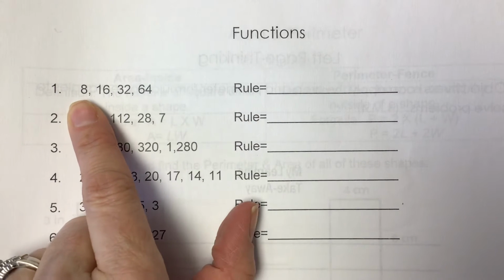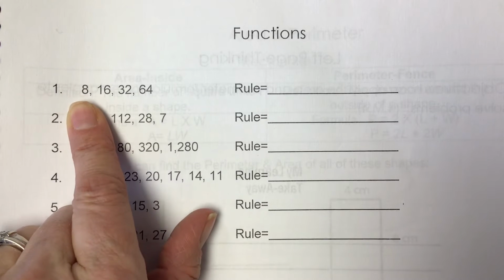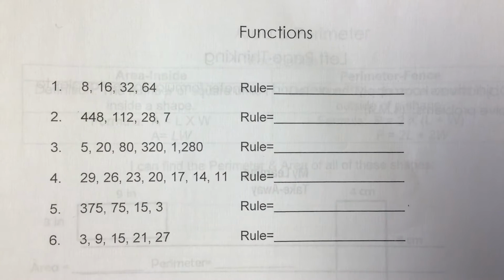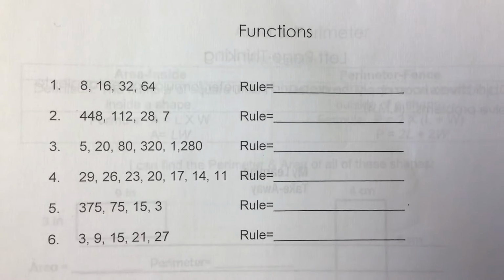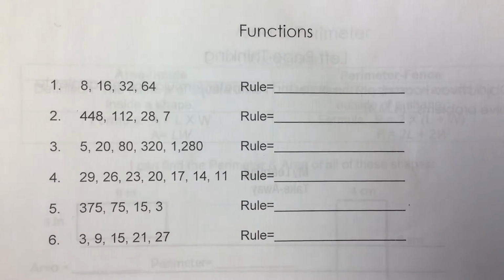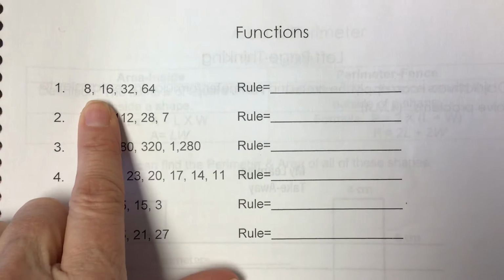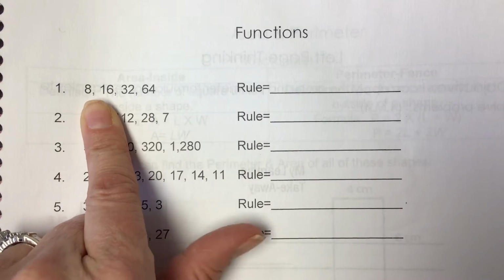So looking at this first one, 8, 16, 32, 64, are the numbers increasing as we go or decreasing as we go? They're increasing. So that means I could do one of two mathematical operations. Add, subtract, multiply, divide. Which two will give me a greater number? Which two of those will give me a greater number? Yes, Nolan. Add or multiply. Add or multiply. So I can look at this right away and I know that my rule is either going to be involving adding or multiplying.